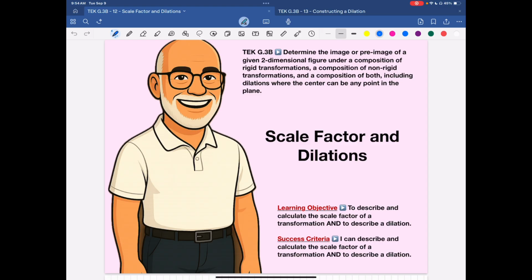Now, you will know you have mastered this objective when you can actually describe and calculate a scale factor, and you can describe what dilation took place. Every skill you learn in this video makes you a stronger problem solver. I know you can do this, so let's turn your practice into your superpower.